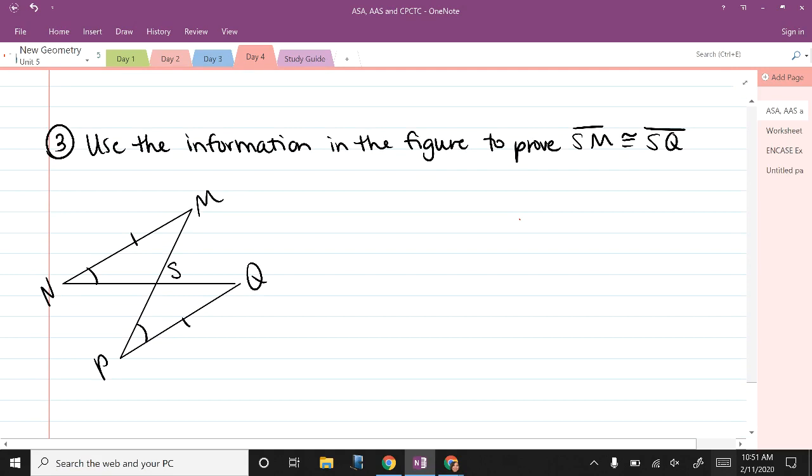All right. Now this time it didn't give me a given, did it? No, it told me what I wanted to prove: segment SM is congruent to segment SQ. But it didn't give me a given. But it said use the information in the what? Figure. So we get our givens from the figure, right? We get our givens from the figure. So statements and reasons.